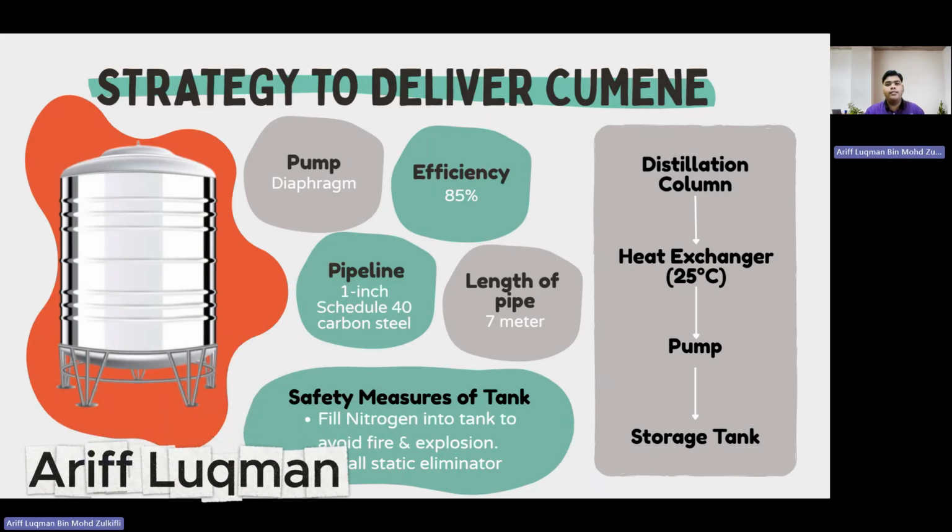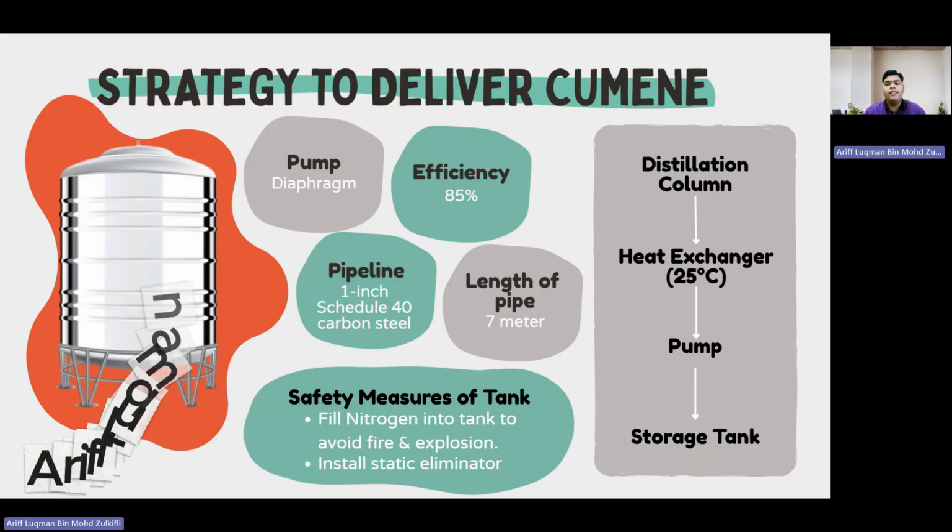Next, we are going to look at the strategy to deliver the main product, which is cumene. So first of all, after we separate cumene from the distillation column, it will pass through a heat exchanger to reduce the temperature to 25 degrees Celsius. And then it goes through a pump, which is a diaphragm pump with an efficiency of 85%. The reason we are going to use a diaphragm pump is because a diaphragm pump can handle most types of fluids. Then, the pipe that we are going to use is SK240 carbon steel pipe with a total length of 7 meters.